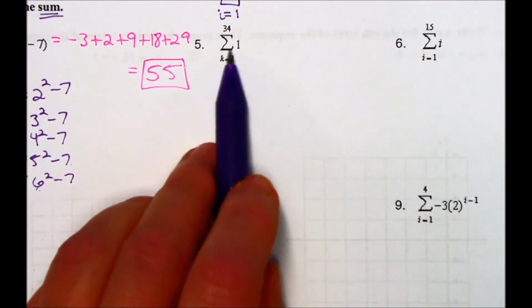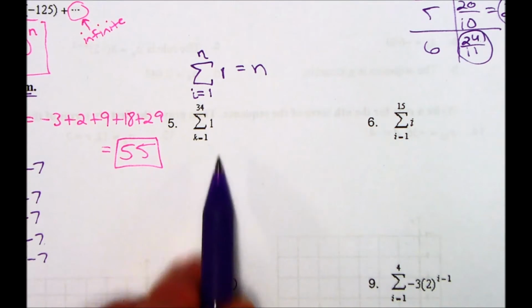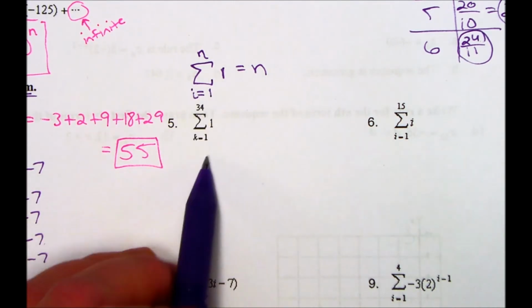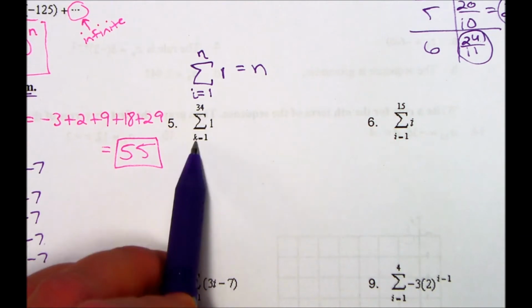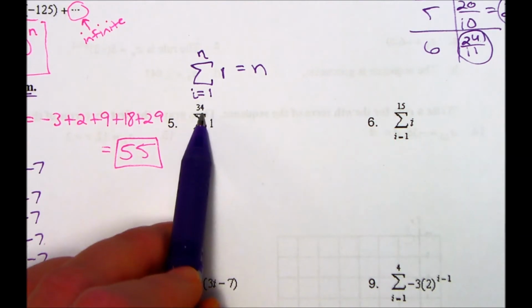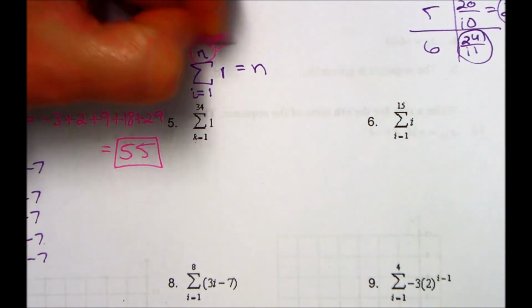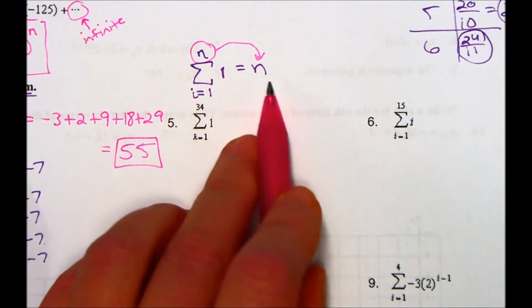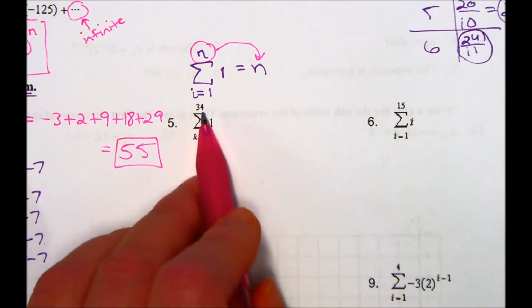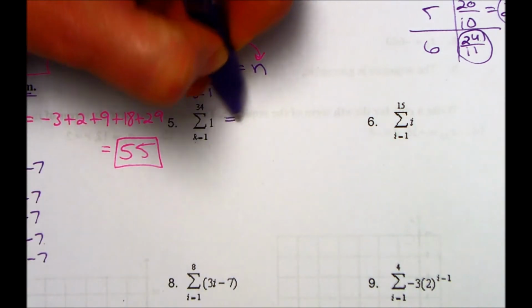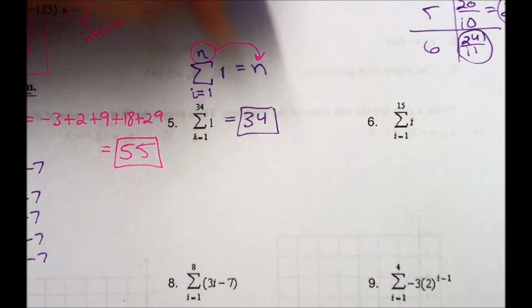So this rule looks very similar to this rule, except it's k instead of i, and it's 34 instead of n. But the sum is just going to equal whatever your upper limit is, because you've got 34 ones being added together. So it's just going to equal 34.